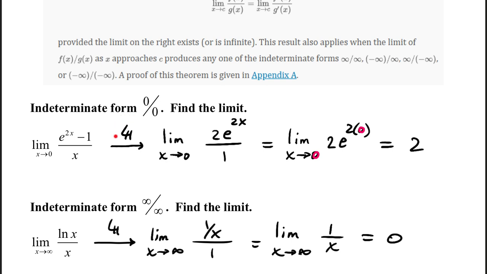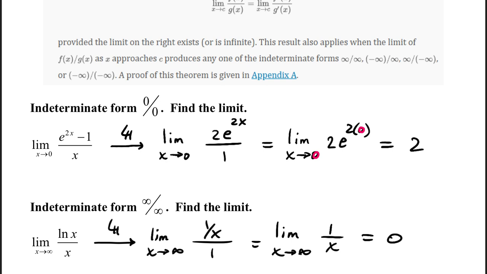Applying L'Hopital's rule, we can take the derivative of the numerator. Using chain rule, that's 2e to the 2x. The negative 1 goes away. The derivative of the bottom of the fraction is 1. And so now we have the limit as x approaches 0 of 2e to the 2 times 0. When we substitute 0 in for x, that totals out to 2.